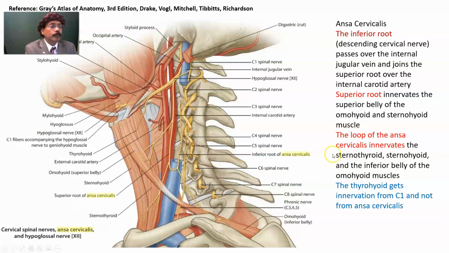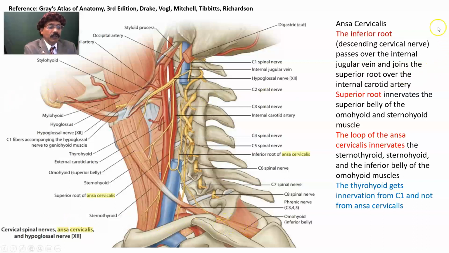Ansa means loop. So the superior root innervates the superior belly of the omohyoid. This is the omohyoid superior belly, and the omohyoid inferior belly. The superior belly is innervated by the superior root. From the inferior belly, or just close to the loop area, we are getting innervation to the inferior belly of the omohyoid.